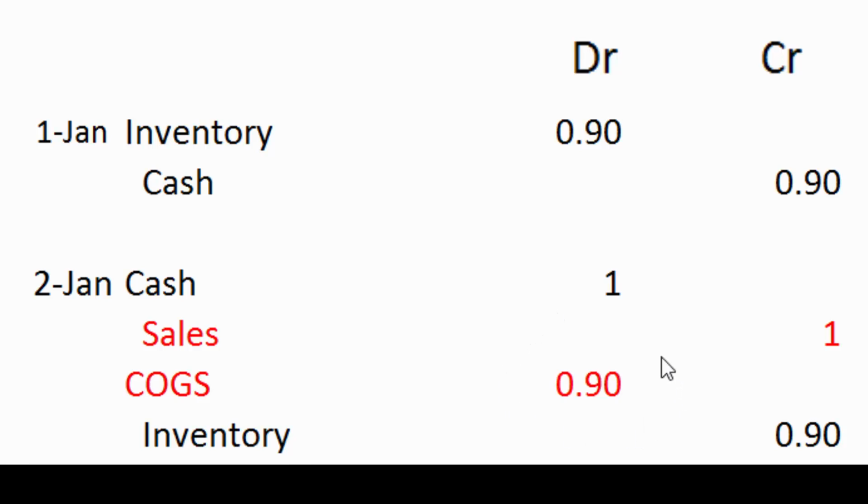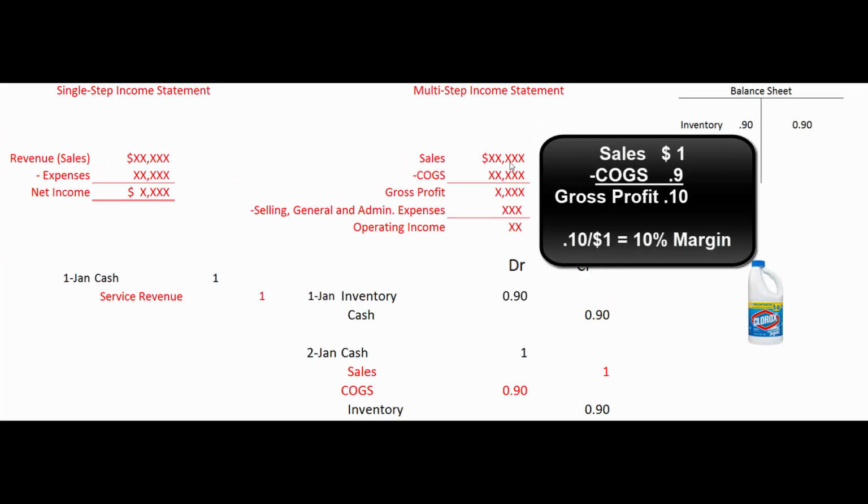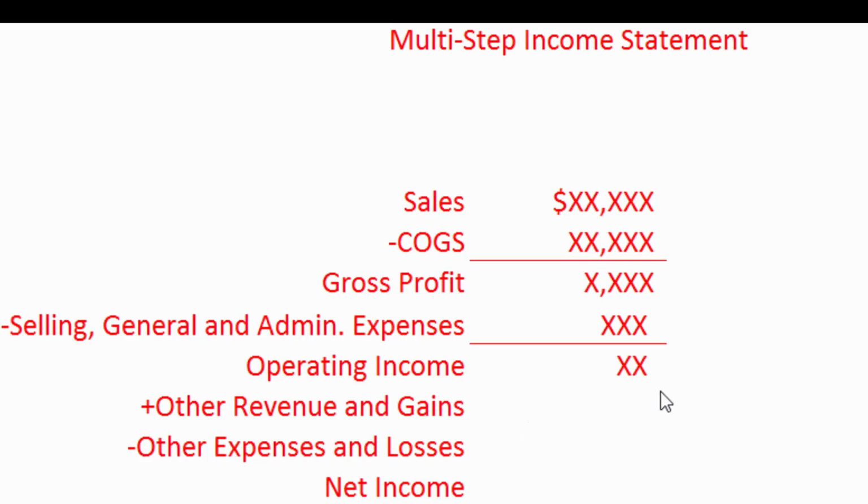And let's debit cost of goods sold. Cost of goods sold is an expense. Expense to debits, expense to debits, expense to debits. So now we have a 90-cent expense. We've got revenue of $1, cost of goods sold of 90 cents, so we've got gross profit of 10 cents, or 10%. 10 cents divided by $1 is 10%. That's all there is to it, but we're going to have some nuances down here.